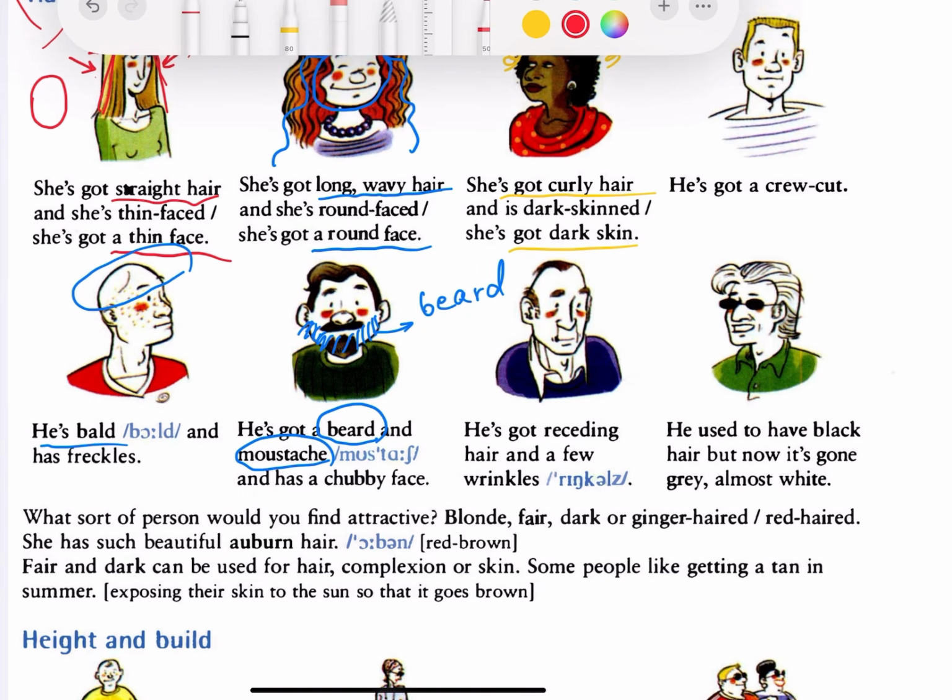How about mustache? Mustache is the hair that grows on the upper side of a man's lips, right? So we call this a mustache.